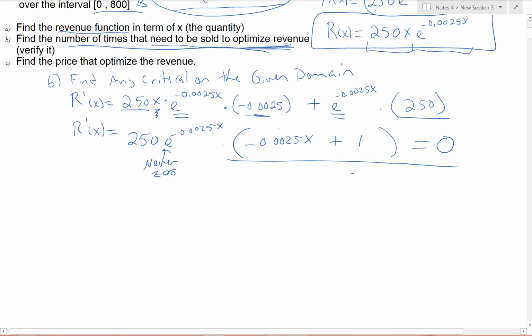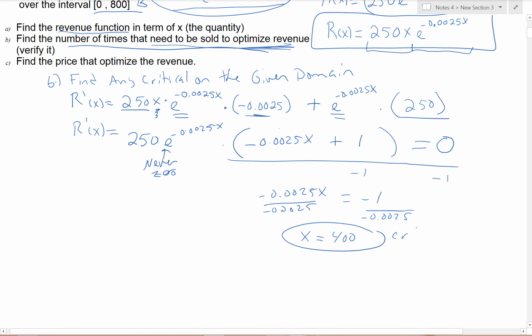And so I'm going to go ahead and solve. I'm going to move 1 to the other side. So I got that negative 0.0025x equals negative 1. Divide by that decimal. Oops, too many zeros. All over that decimal. All right, then that simplifies. If you take 1 divided by 0.0025, you're going to get 400. All right, so there's my critical. It lands in my domain, right? 400 is between 800 and 0.